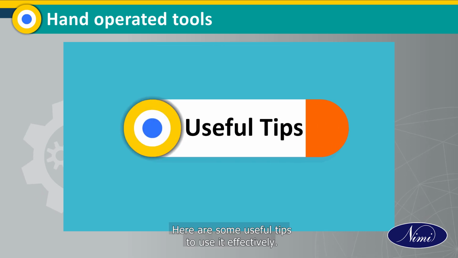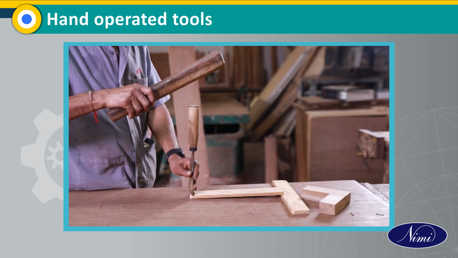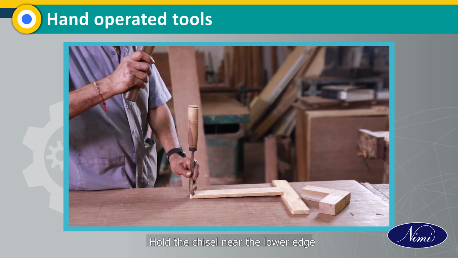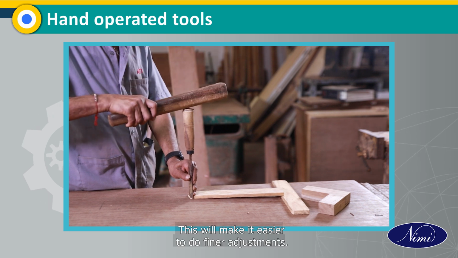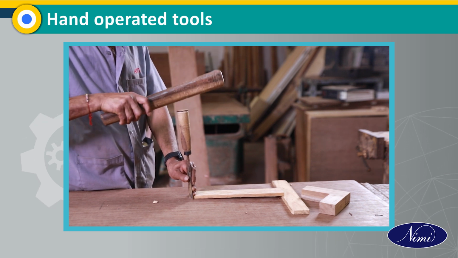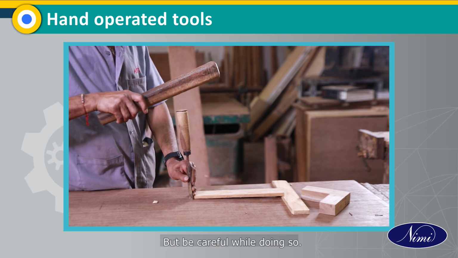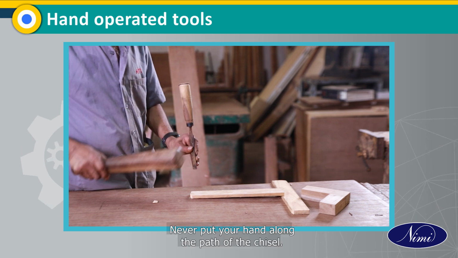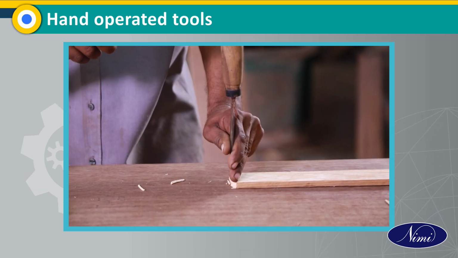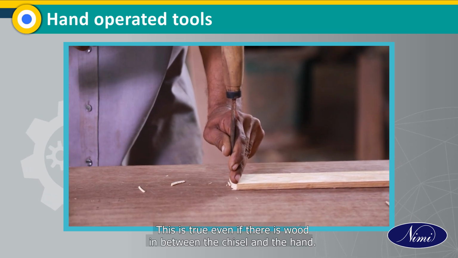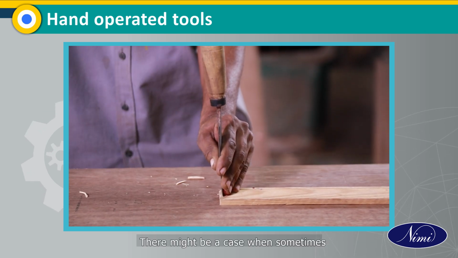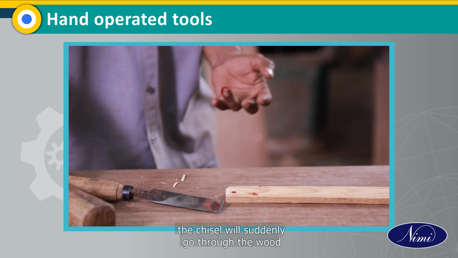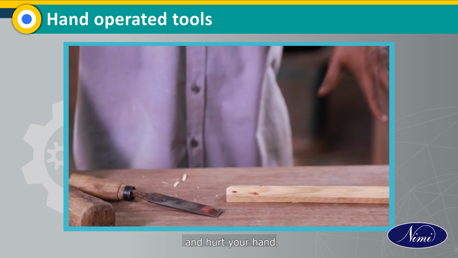Here are some useful tips to use it effectively. Hold the chisel near the lower edge while doing fine woodwork. This will make it easier to do finer adjustments, but be careful while doing so. Never put your hand along the path of the chisel. This is true even if there is wood in between the chisel and the hand. There might be a case when sometimes the chisel will suddenly go through the wood and hurt your hand.